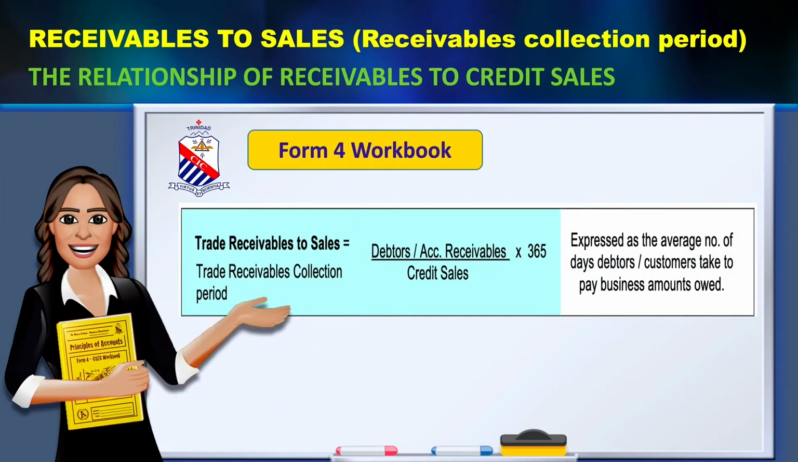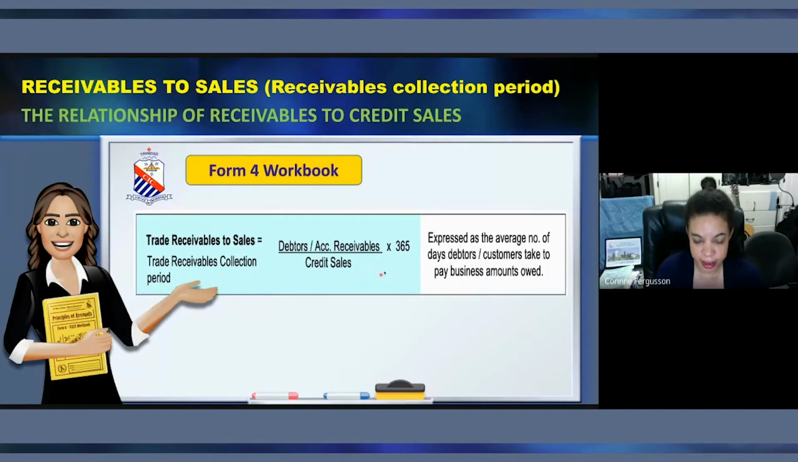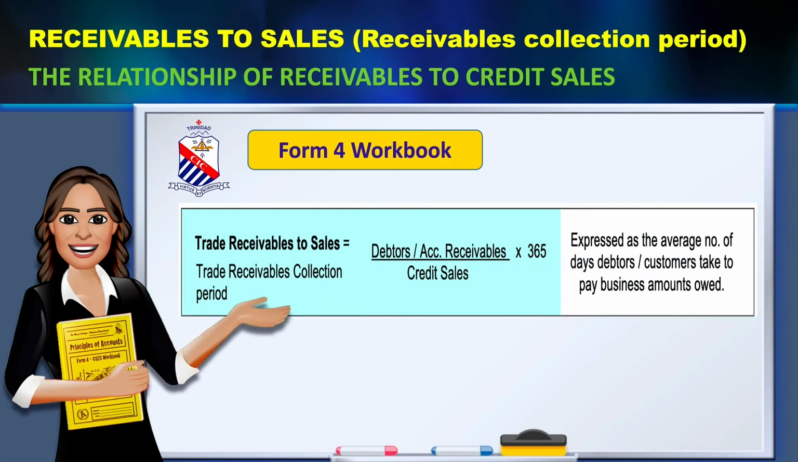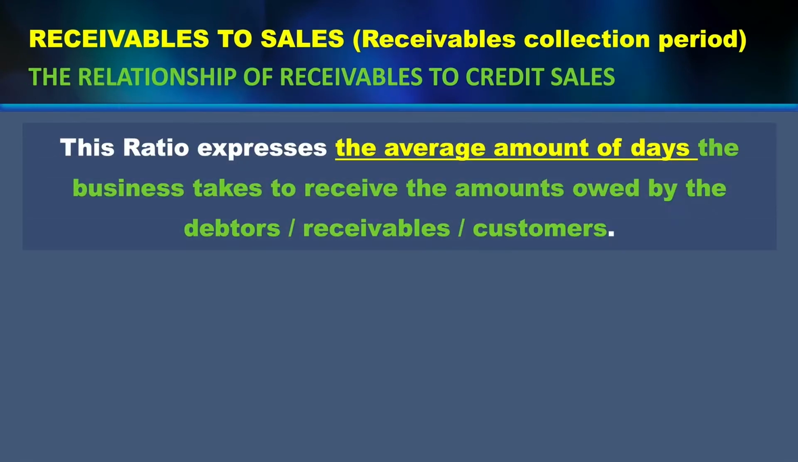So the first ratio that we are going to look at is your trade receivables or accounts receivables to sales. And this is the formula here. It is expressed as the average number of days that the customer takes to pay the business amounts owed. So once again, this ratio expresses the average number of days the business takes to receive the amounts owed by the debtors, receivables, or customers.